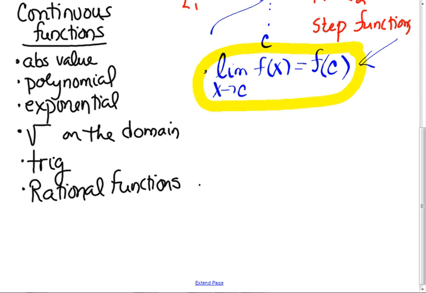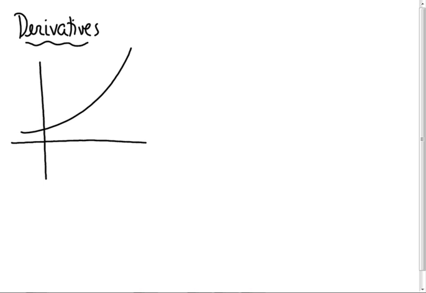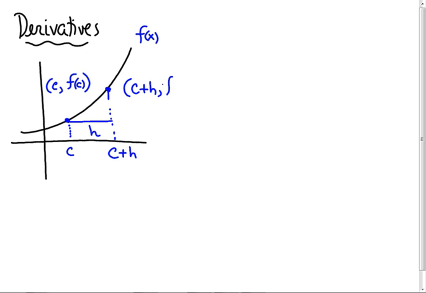Okay. Last but not least, let's talk about derivatives. Now, do you remember where derivatives came from? Let's take a curve here, and we'll take a particular value, call it C. And we'll go over a little distance here, call it H. What is this value here? C plus H. So this ordered pair is C, comma, F of C. What's this one? C plus H, F of C plus H.